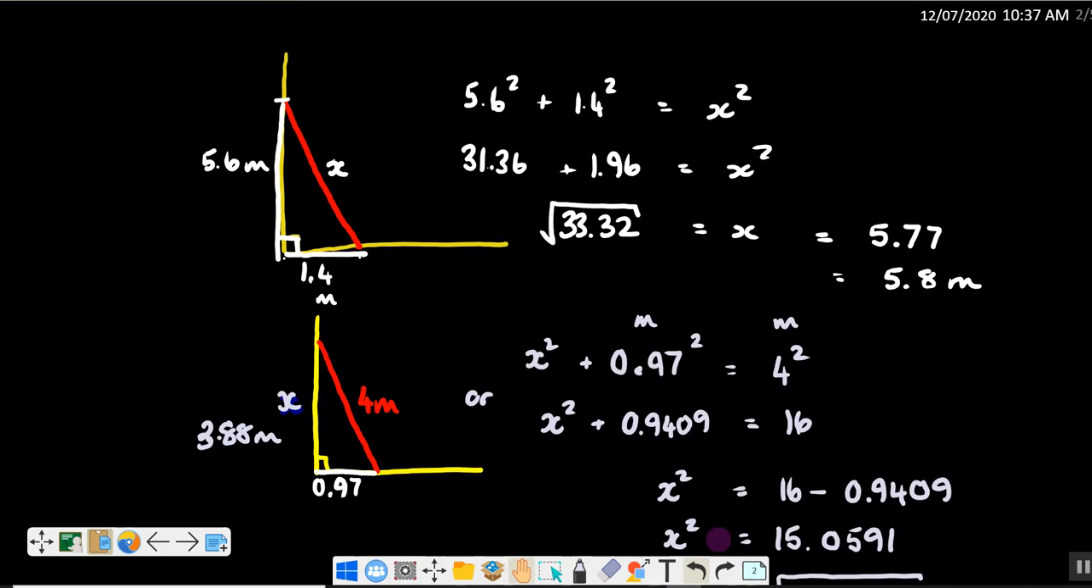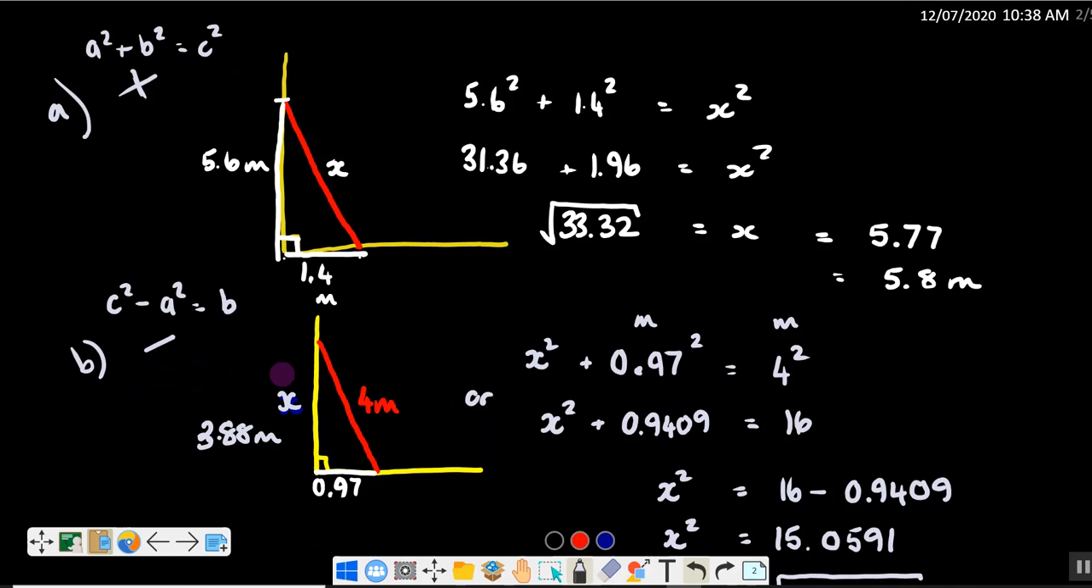We've got 2 Pythagoras' theorem questions. A, we're going to add. B, we've had to subtract. Yeah. So this one was the a squared plus b squared equals c squared, and this one we were c squared subtract a squared is b squared. Okay? Just so that's something to keep in mind.